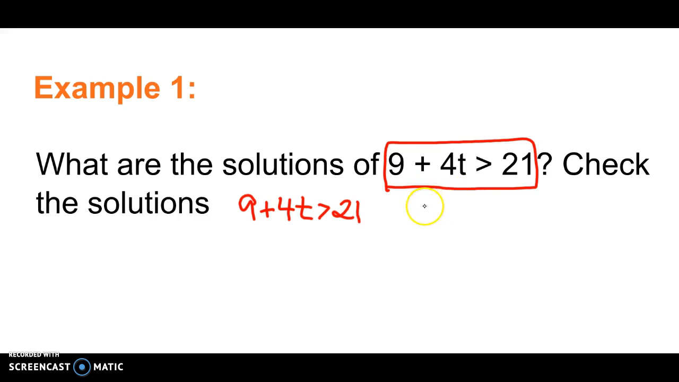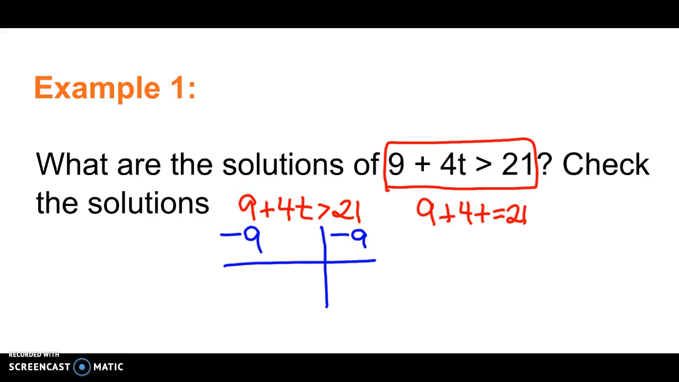Now, if this were an equation, it would be 9 plus 4t equals 21, and we would solve it by eliminating the addition and subtraction first. So we're going to do the same thing here. I'm going to get my variable by itself by subtracting 9 from both sides, just like I would an equation. So those cancel. My 4t drops down. I still have is greater than, and then 21 minus 9 is 12. Then divide both sides by 4, and I get t is greater than 3.